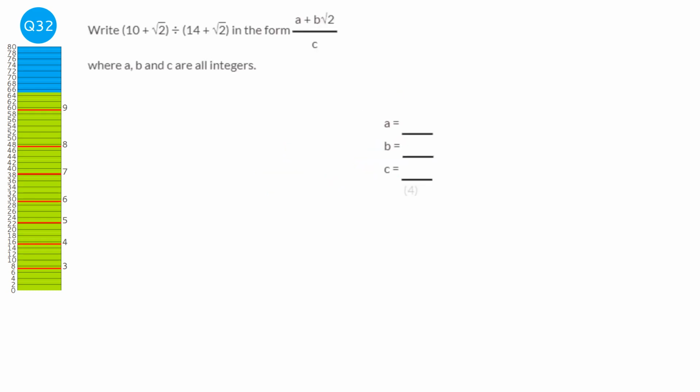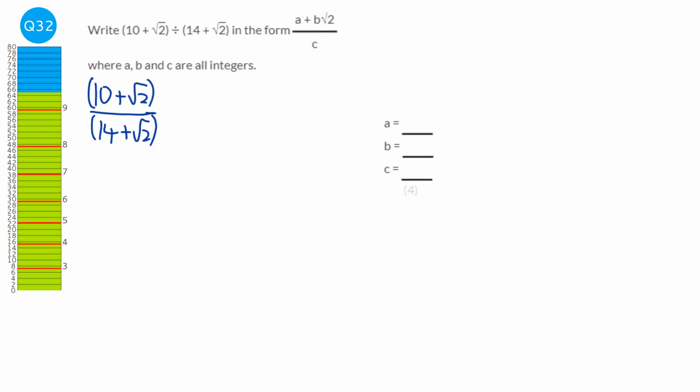So for this question, first thing to notice is there's a divide there, and we can actually just write this as a fraction. So 10 plus root 2 over 14 plus root 2. We'll keep the brackets there. We don't need them when it's in a fraction, but it will help us for the next step. So we're asked to change this into a fraction without a surd at the bottom. And so it's basically asking us to rationalise the denominator.